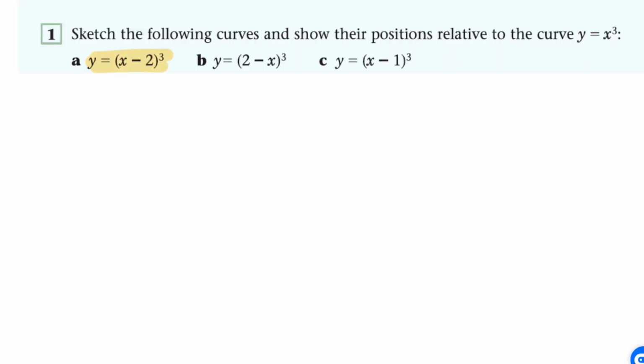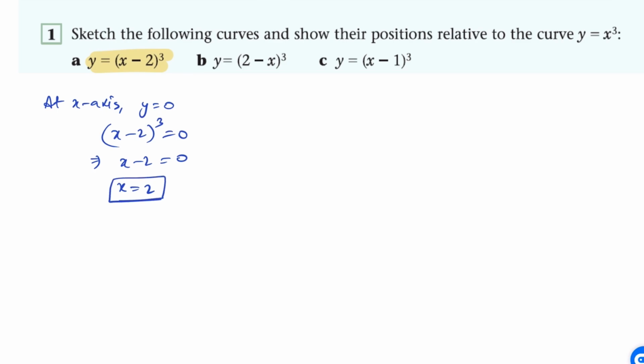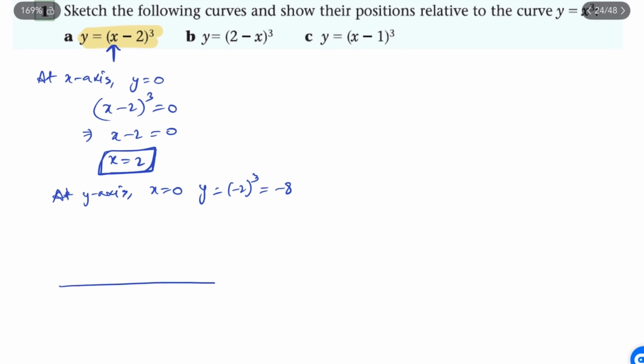So y equals (x - 2) whole cube. So if I try to find the intersecting point at x-axis, y is 0. So (x - 2)^3 equals 0. Cube root of 0 is what? 0. So we have x equals 2. Only one intersecting point at the x-axis. Next, at y-axis, x is 0. So if I substitute x equals 0, it is actually minus 8. So using these 2 coordinates, I need to sketch.